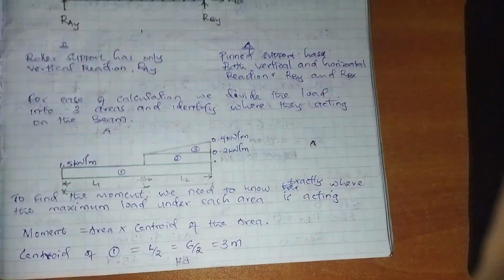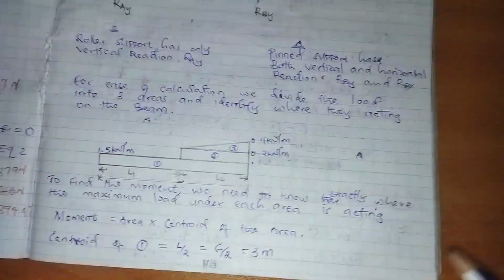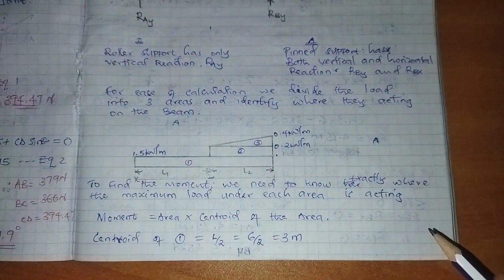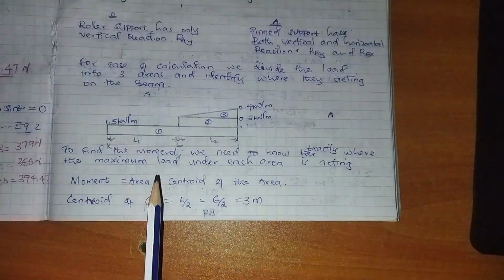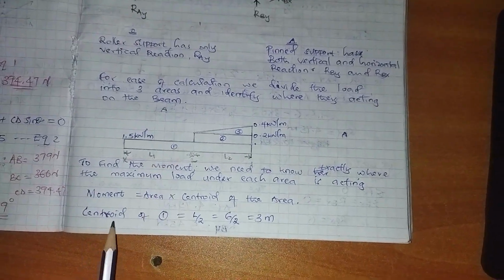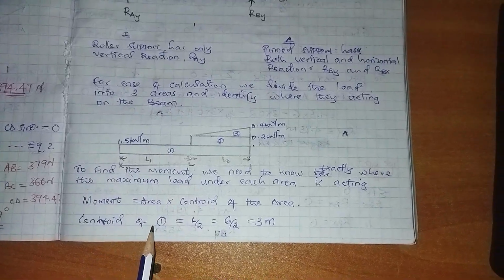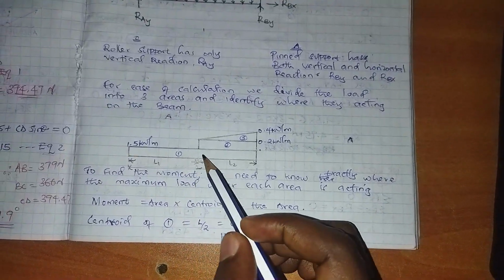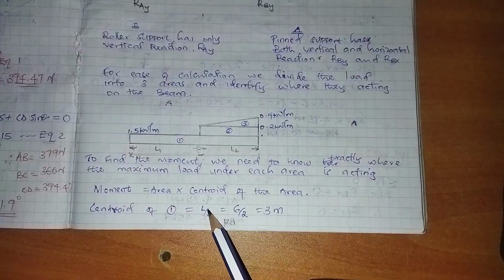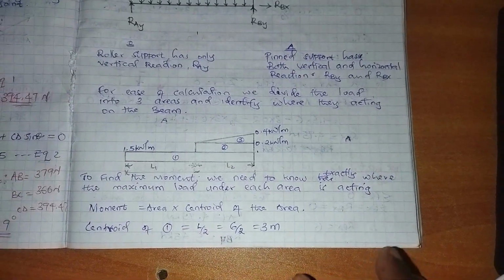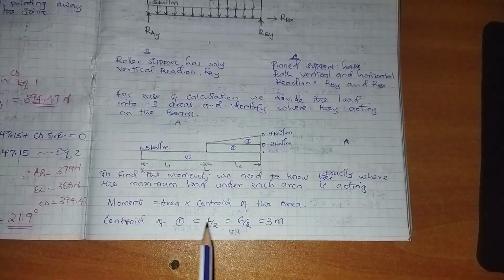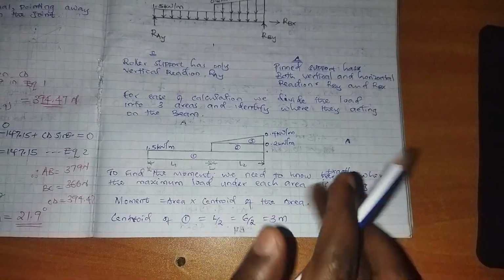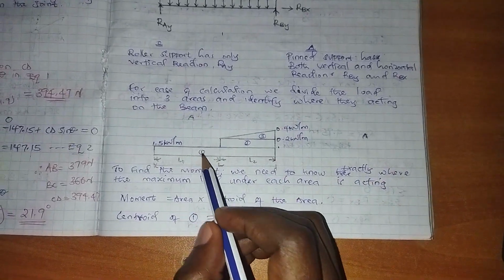We can have a regular shape and we can have an irregular shape. For regular shapes, we have a rectangular shape. You can get the centroid of this area, which is basically at the center of it, so it is L over 2. And because L is 6, we get the centroid of 1 is 3. So this is area 1, area 2, area 3.